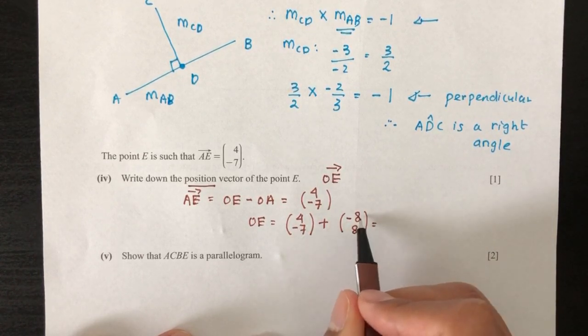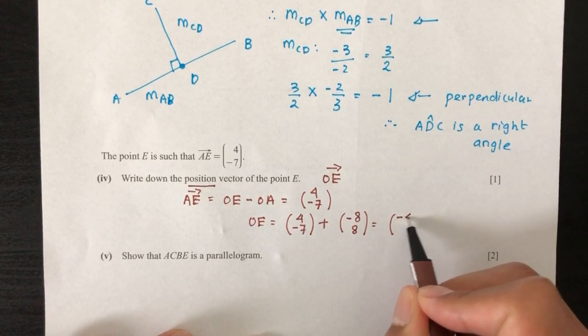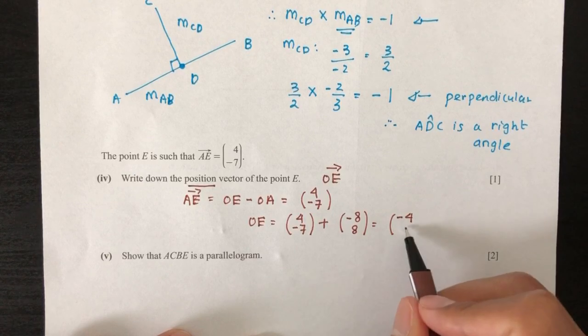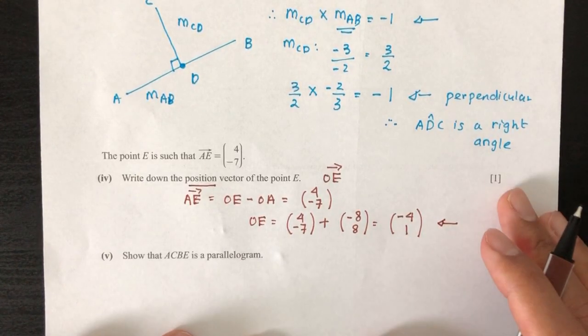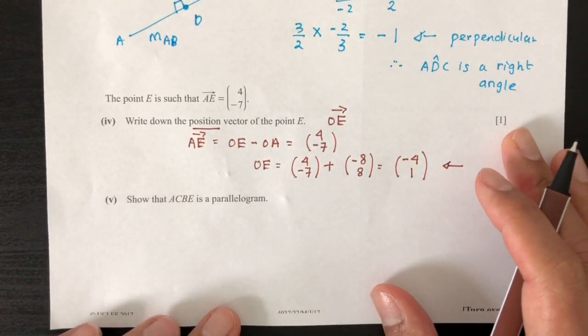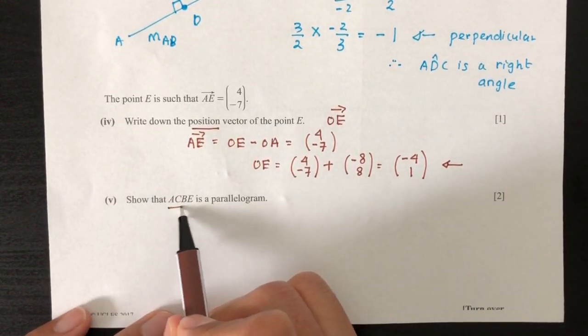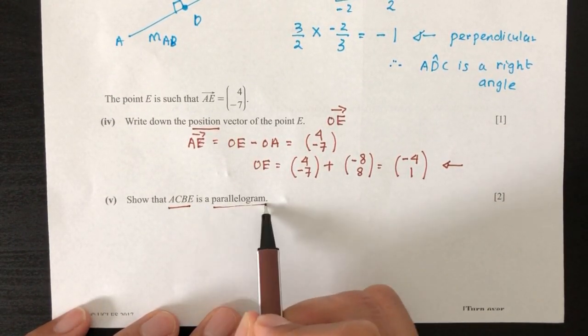So 4 minus 8 will be minus 4. Minus 7 plus 8 will be 1. So OE is this one. Now the last question is: show that ACBE is a parallelogram.